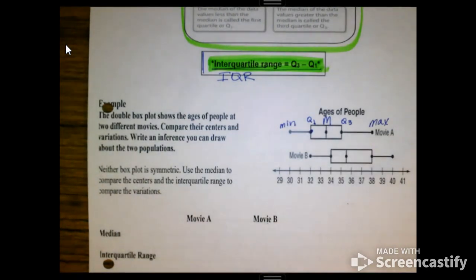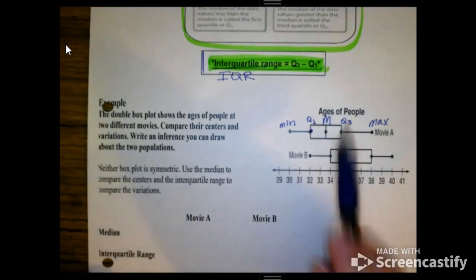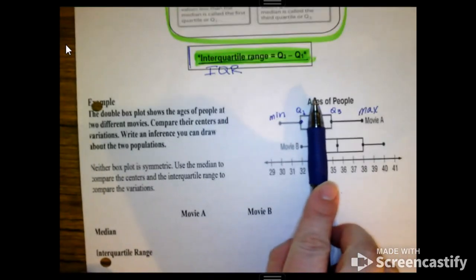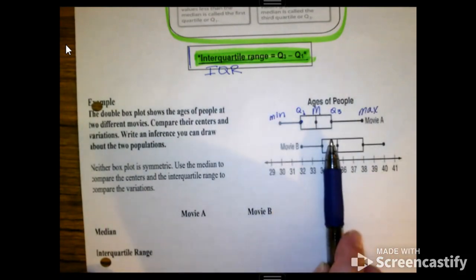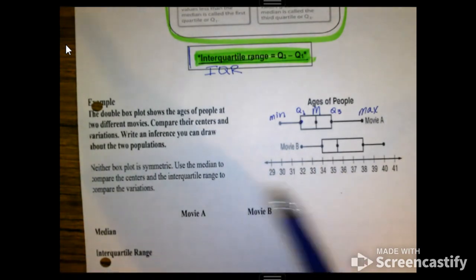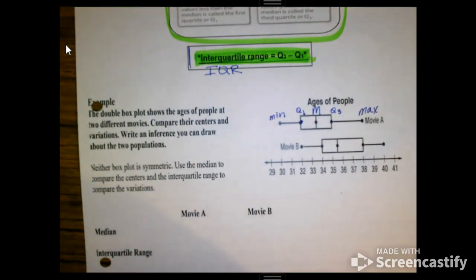It says neither box plot is symmetric. What does symmetric mean? If I were to split it in half, they would look the same. Do they look exactly the same? No, there's more here than there is here. Same right here. It says use the median to compare the centers and the interquartile range to compare the variations.